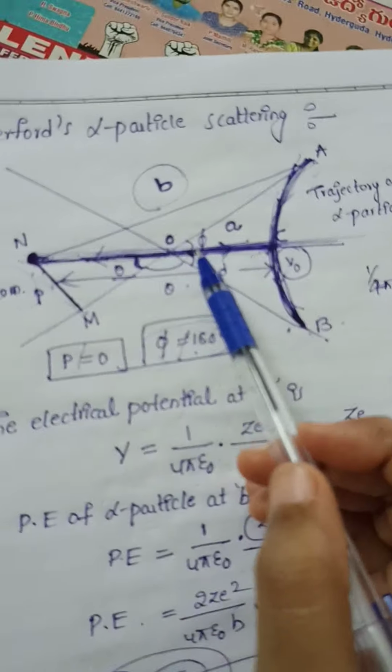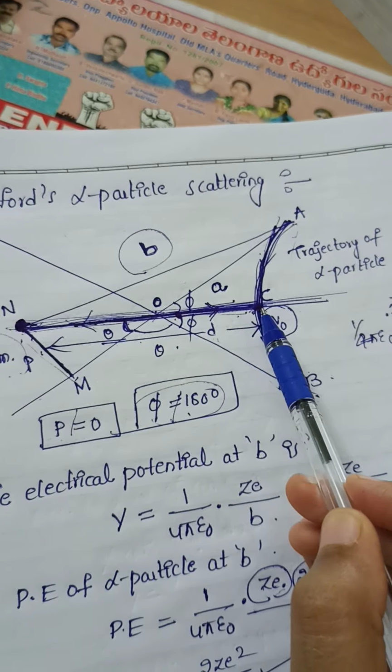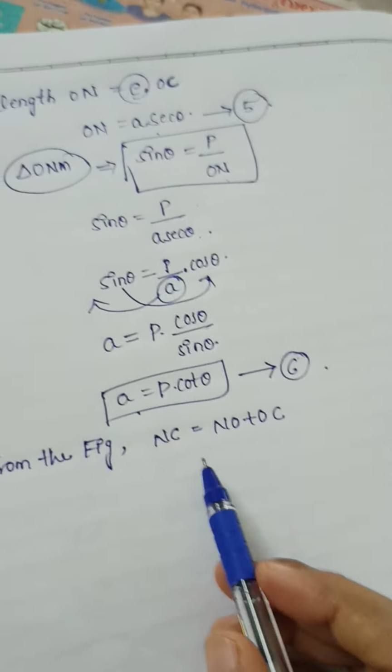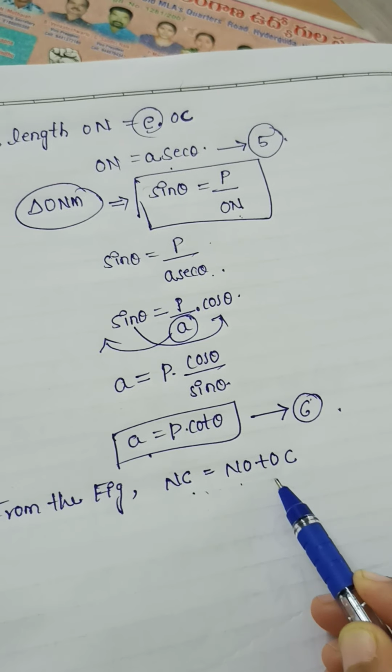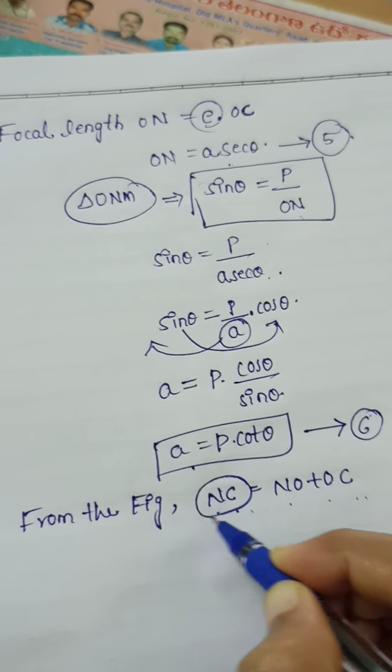Okay, continuation of the process. Here, see the diagram. What is the value of NC? NC is equal to ON plus OC. NC is equal to NO plus OC. NO or ON, both are the same. So here I already told you the value of NC.